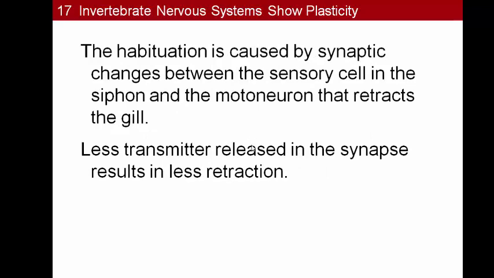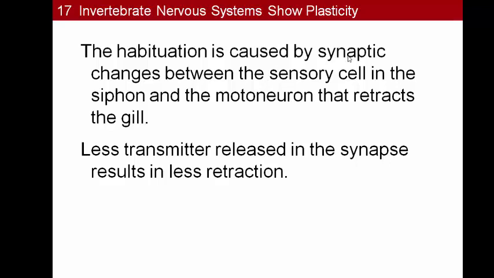Now, habituation is a type of learning. You have an experience with something in the environment, and you have some type of change because of that. What type of change is happening? Well, it's talking about the habituation causing synaptic changes between the sensory cell in the siphon and the motor neuron that retracts the gills.